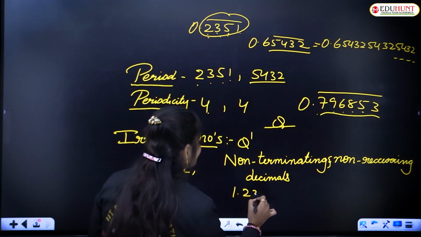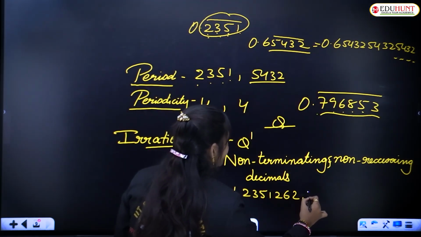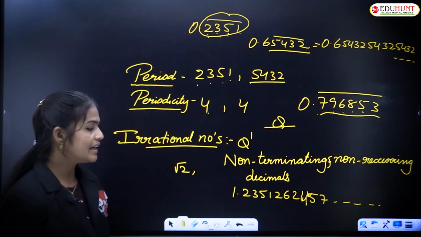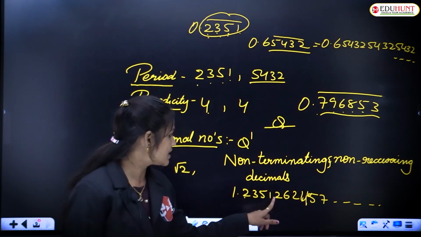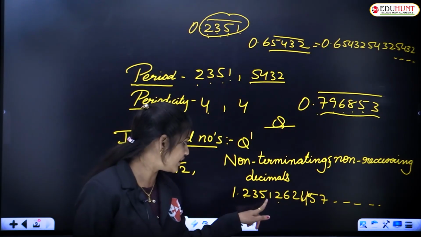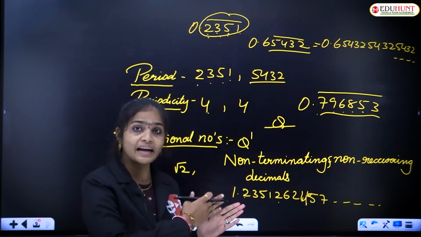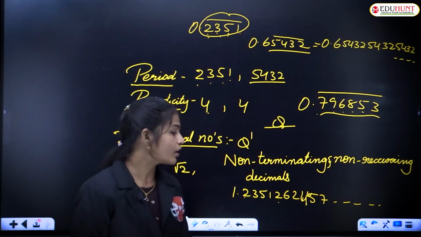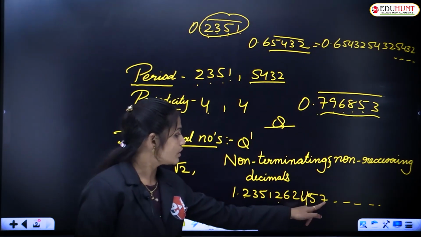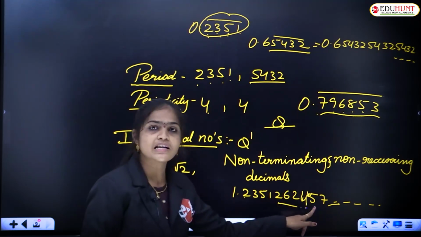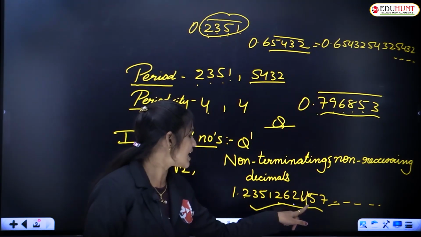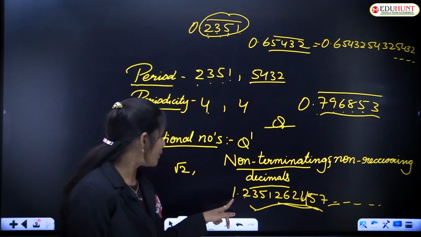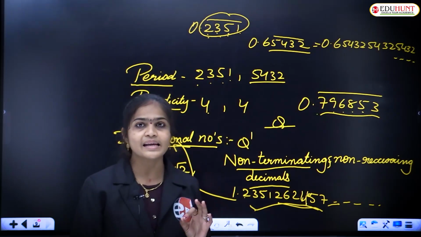Example is 1.2351262457 and so on. See children, is there any repetition? Here we cannot say that 2 is in repetition. Why? Because in between the 2s we have some other numbers. Repetition means continuation, like 0.333 and so on. But here this is not repetition. The ending point is not there and the numbers are also not in repetition. So this type of decimals are known as non-terminating and non-recurring decimals, also known as irrational numbers.